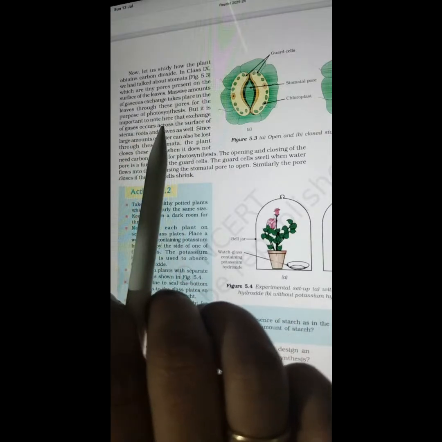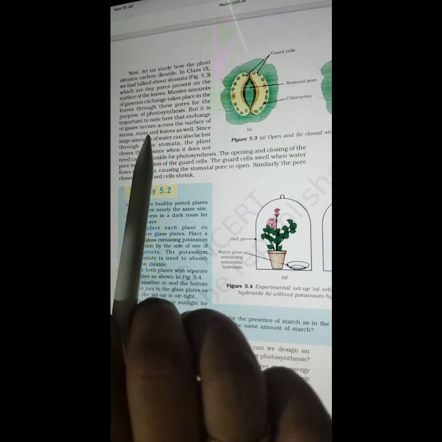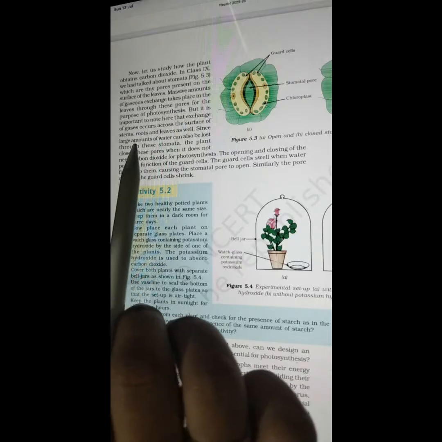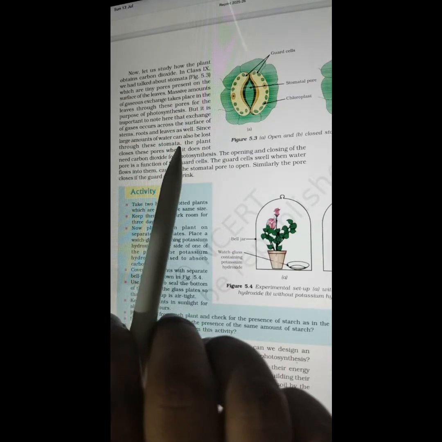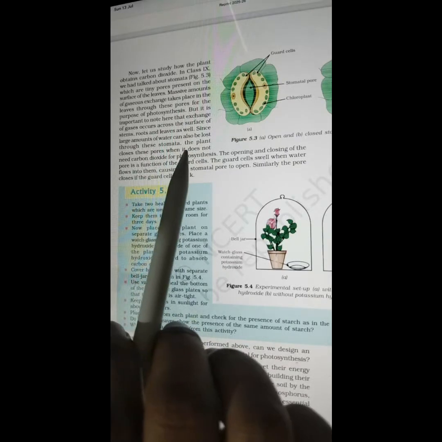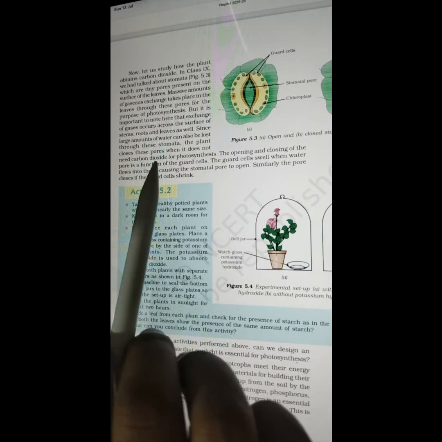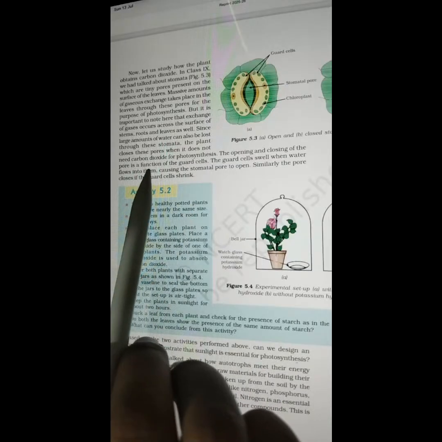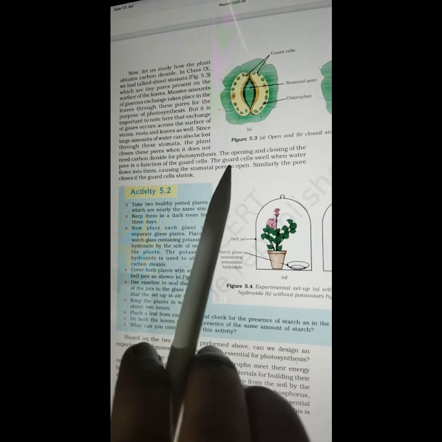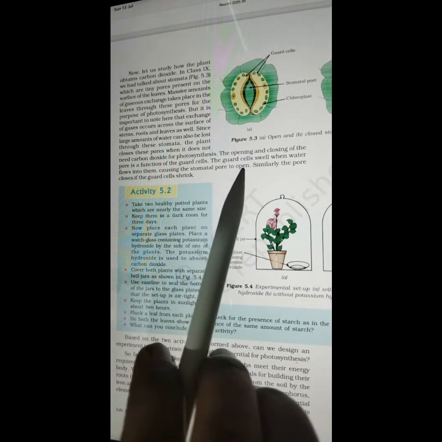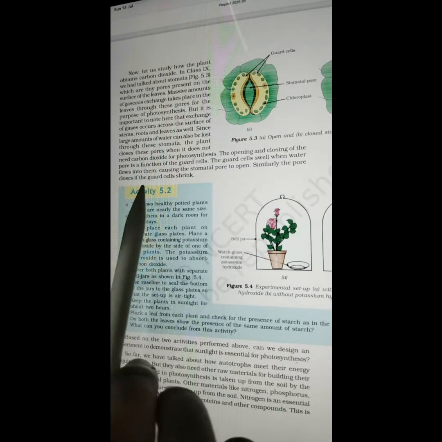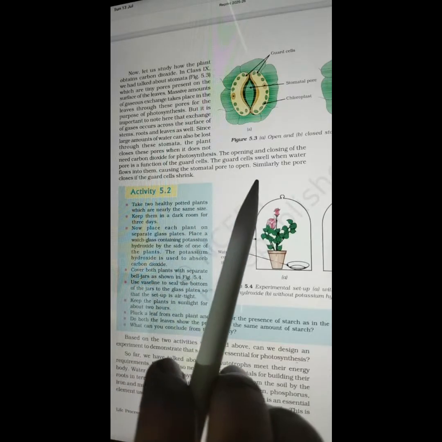But it is important to note here that exchange of gases occurs across the surface of stems, roots, and leaves as well. Since large amounts of water can also be lost through these stomata, the plant closes these pores when it does not need carbon dioxide for photosynthesis. The opening and closing of the pore is a function of the guard cell. The guard cells swell when the water flows into them, causing the stomatal pore to open.